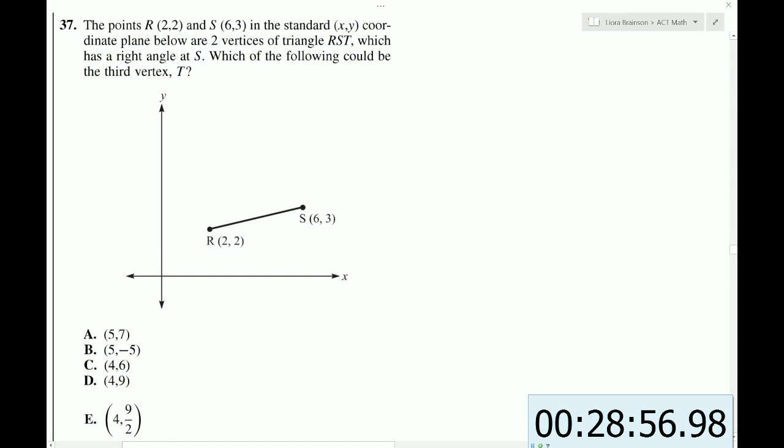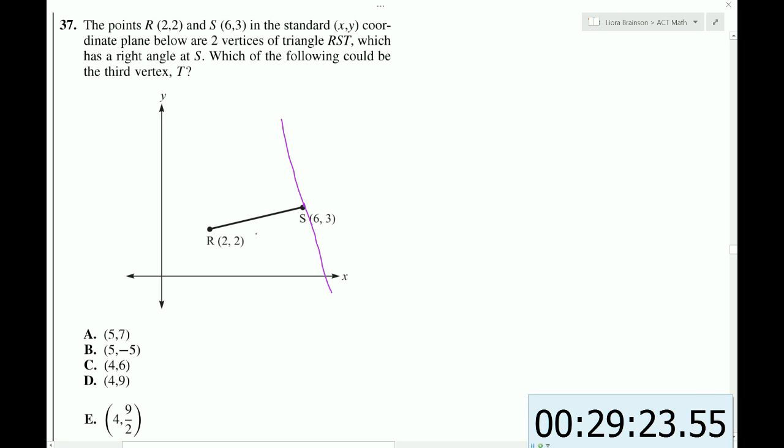The points R and S in the standard coordinate plane are 2 vertices of a triangle, RST, which has a right angle at S. Which of the following could be the third vertex T? So if we want a right angle at S, we need to either go up or down from here. Now, if we find the equation of the line that governs RS, that will allow us to determine the slope, right? Then we can actually find the negative reciprocal of that and get the slope of this perpendicular line.